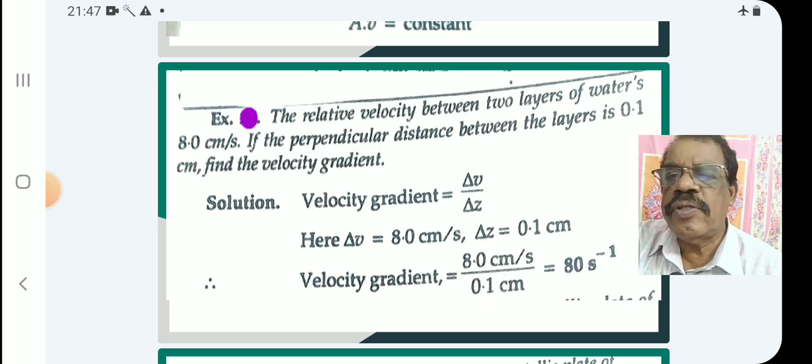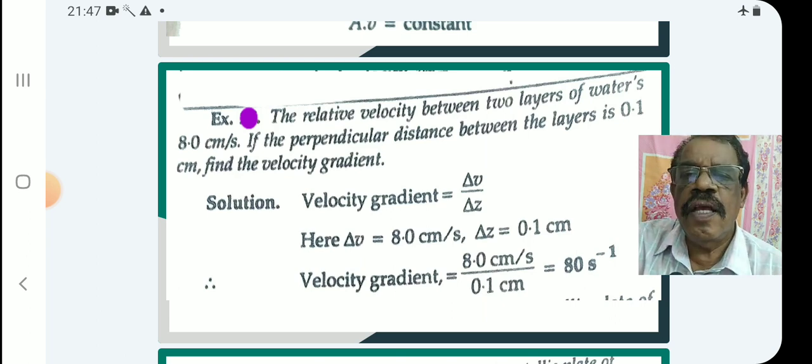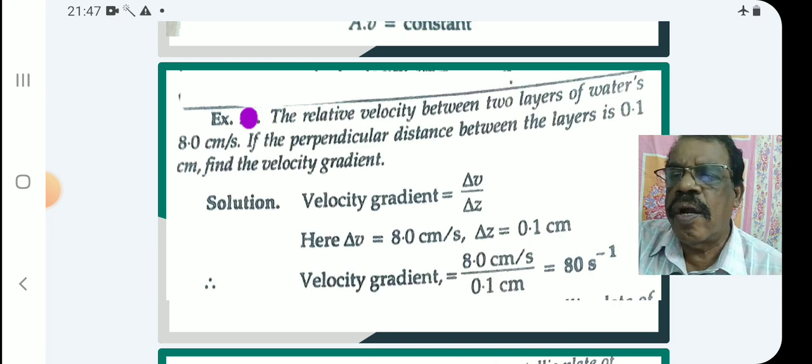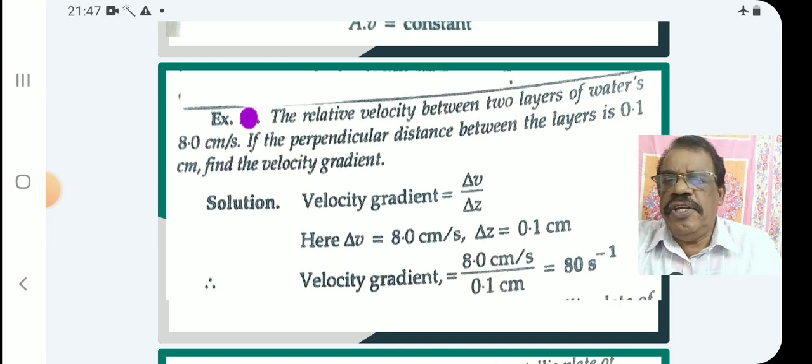8 centimeter per second. If the perpendicular distance between the layers is 0.1 centimeter, find the velocity gradient.